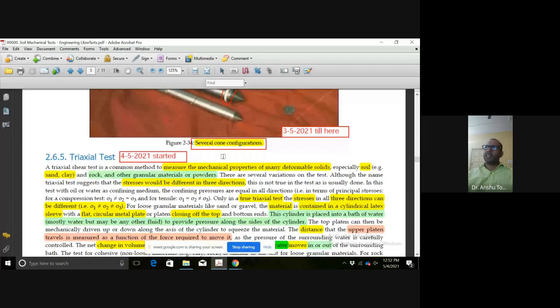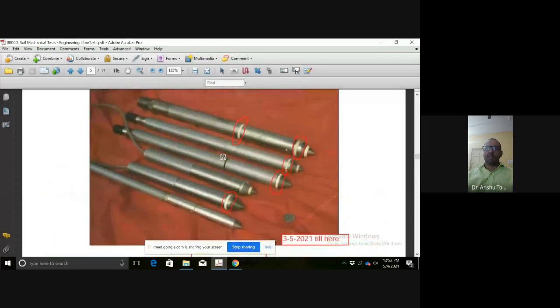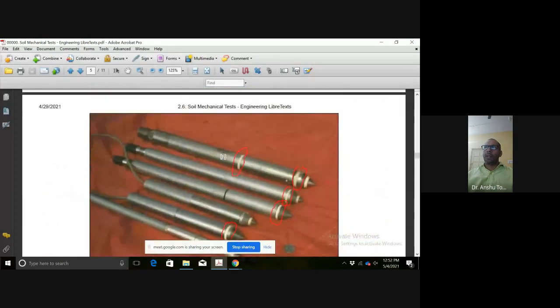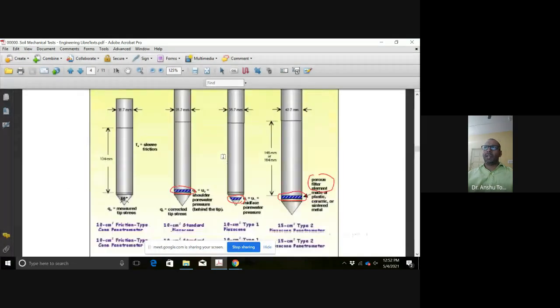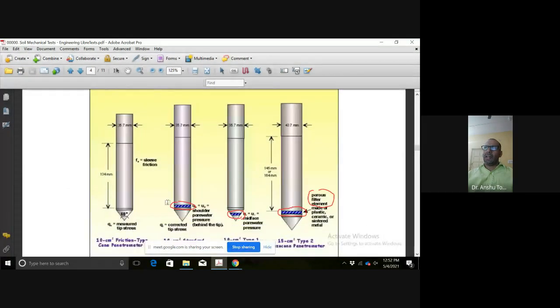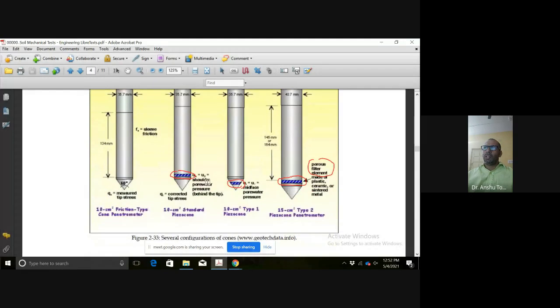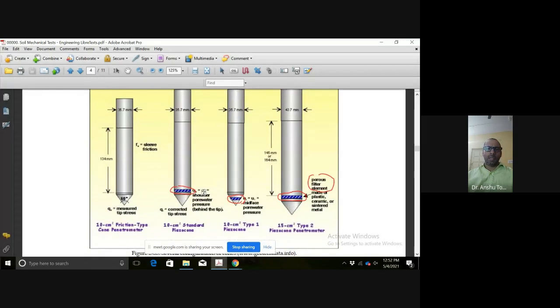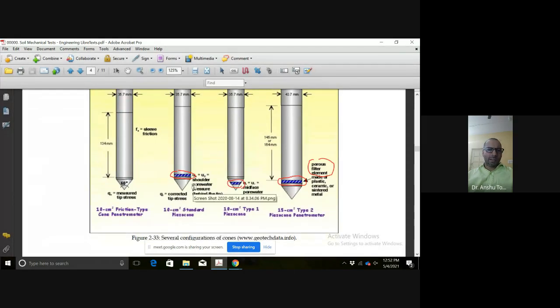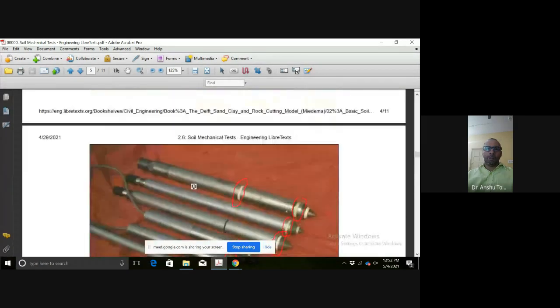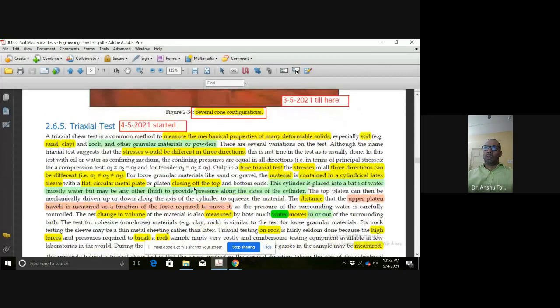So, till yesterday, we have discussed the cone penetration test, that is CPT, with the various attachments it can have, that is a geophone and a piezometer, to measure the vibration in the soil, to find out the stratified strata and the various properties along the depth of the soil. Today we will see a triaxial test.